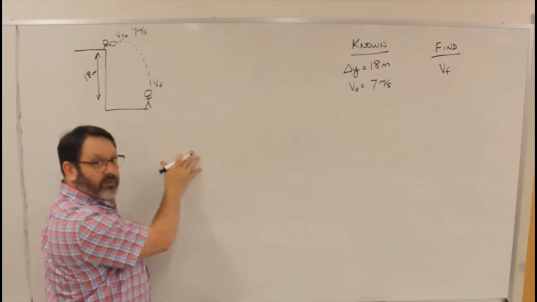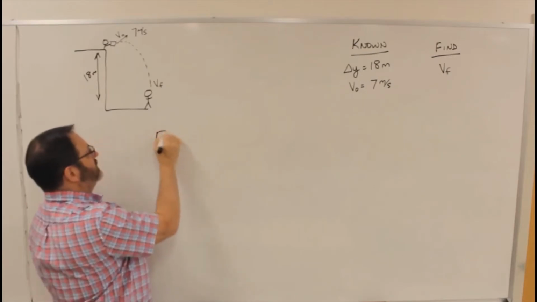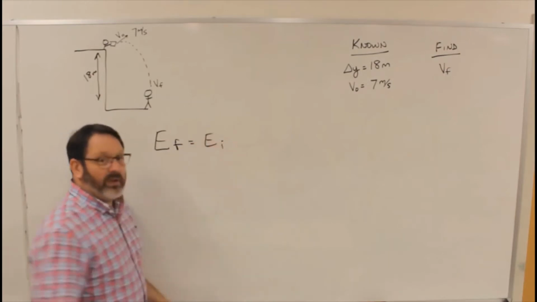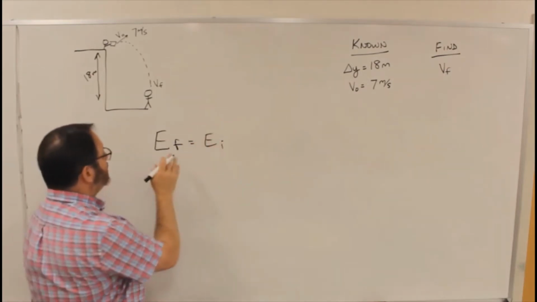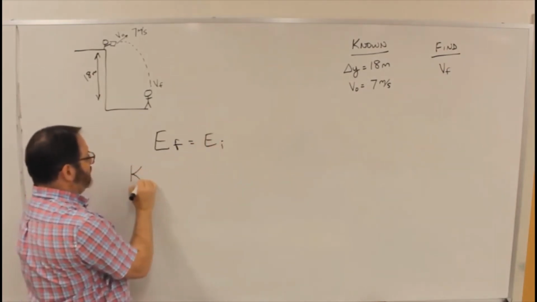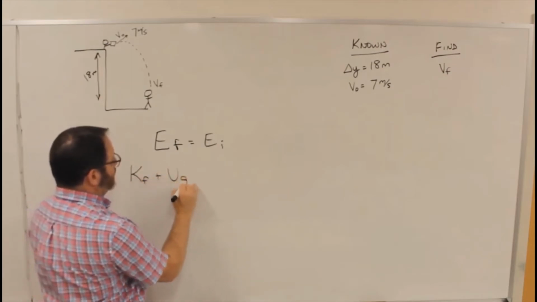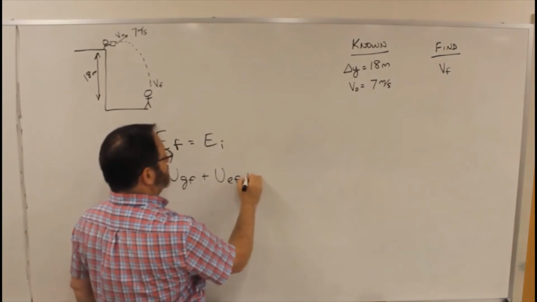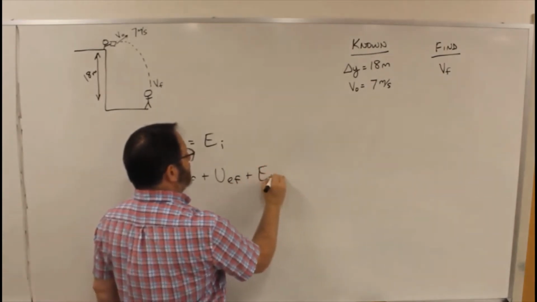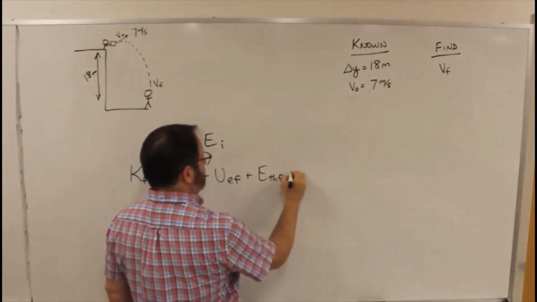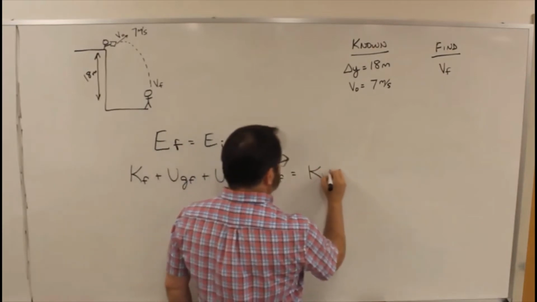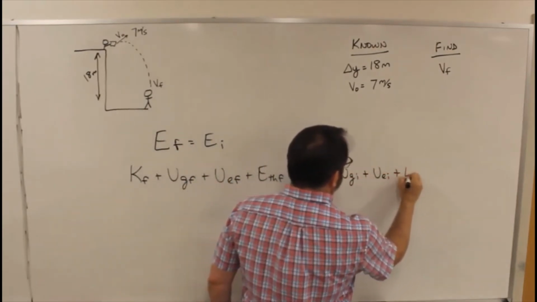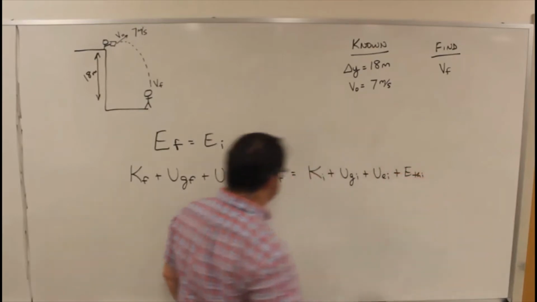There are no external forces, so final energy will be equal to initial energy. So let's see, that would be K final plus gravitational final plus the elastic or spring potential energy final plus the thermal energy final equals K initial plus G initial plus U E initial plus E thermal initial.